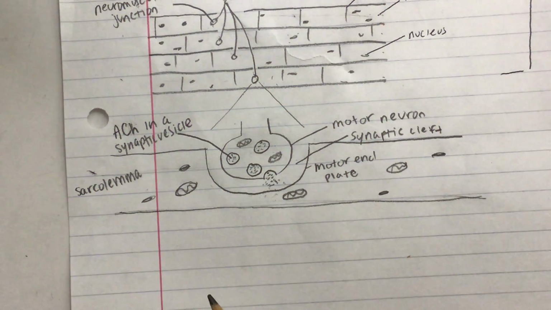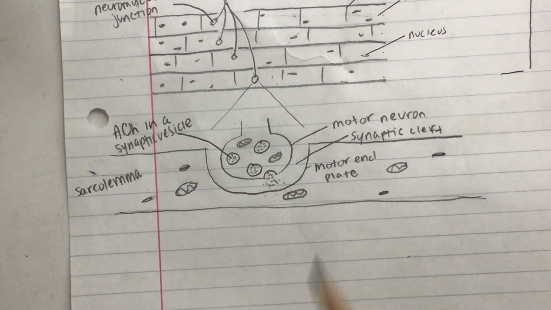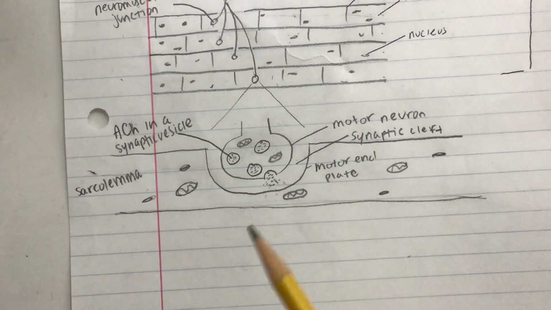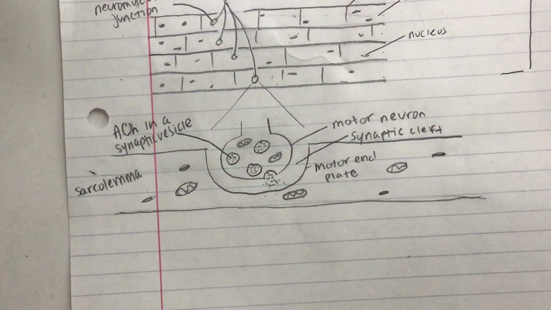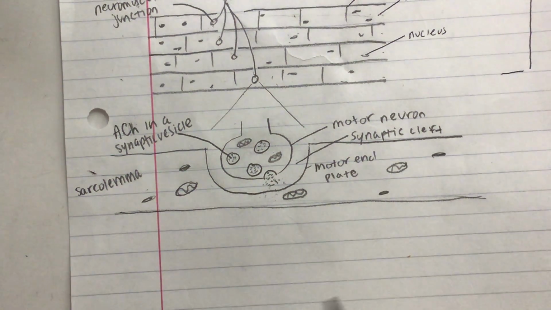This electrical signal will travel through those T tubules, and it will trigger the sarcoplasmic reticulum to release calcium and therefore the muscle to move. We'll be looking at how this calcium causes the muscle to move in our next lecture. But this is where we see that transformation of electrical energy into mechanical energy.